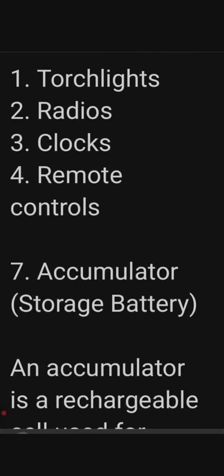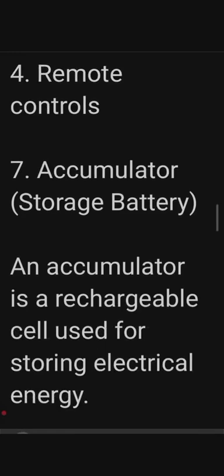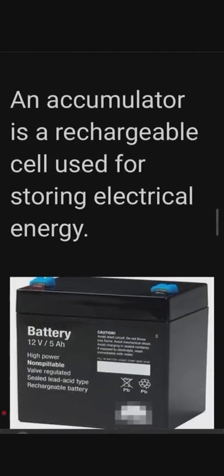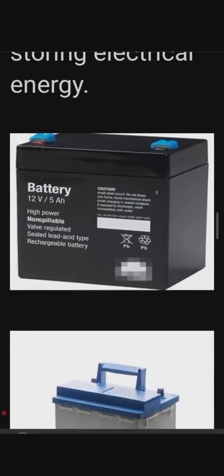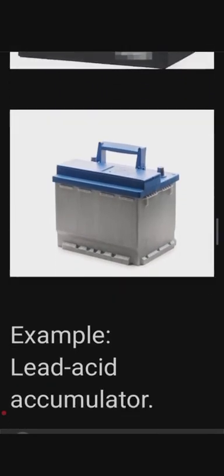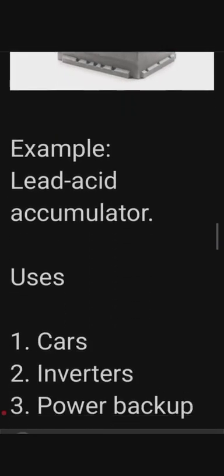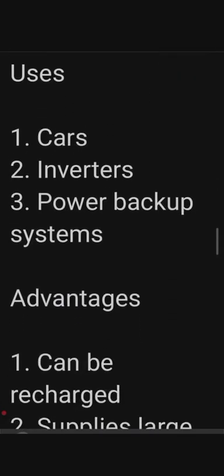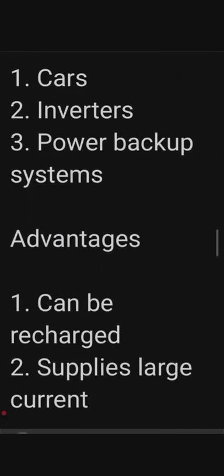The accumulator, a storage battery, is another source of continuous electricity. An accumulator is a rechargeable cell used for storing electric energy. So this is a picture of an accumulator. Example, we have the lead acid accumulator. Uses: can be used in cars, in inverters, in power backup systems.